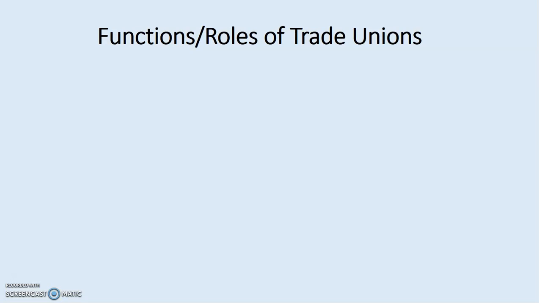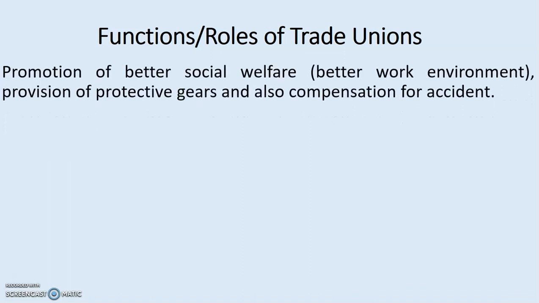Now we look at the functions or roles of trade unions. The first is promotion of better social welfare. The social welfare is in terms of giving members better working environments. Then we have the provision of protective gears in order to protect the people at the workplace. And also, in case there is an accident or any of the members falls victim to any fatal accident, the union is there to give compensation. It can be in the form of money or any other item.